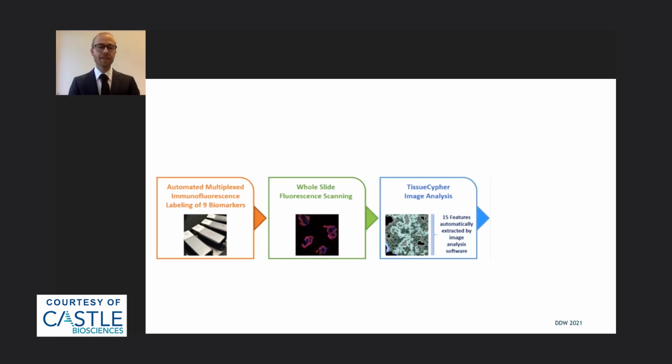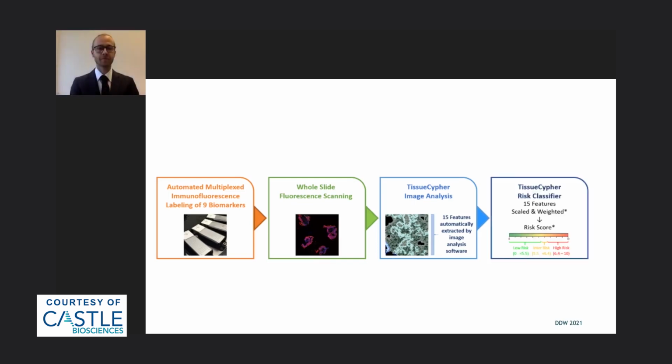In a third step, an algorithm automatically identifies 15 predefined features. And these 15 features are again weighted automatically, resulting in a score ranging from 0 to 10. So based on an individual risk score, Barrett's patients are risk stratified into either low, intermediate, or high risk for progression to cancer within the next 5 years.